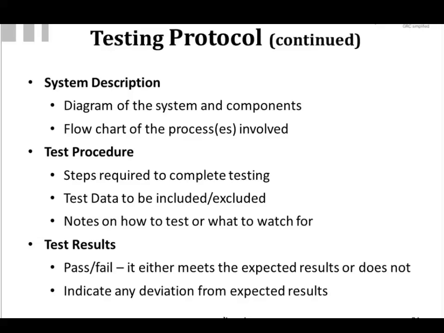Your system description is also important because you want to include the diagram of the system and components and the flow chart of the processes involved. This will be what you're basing your testing rationale on. So if your system and components are very simple, your testing is going to be much more streamlined. If your flow chart is simple, the same thing. But if these are complex, then you want to make sure that your flow chart is showing every process so that you are able to demonstrate you've taken everything into account in your testing.